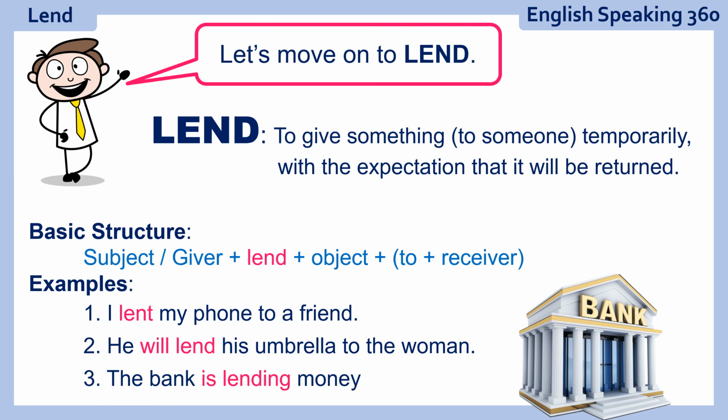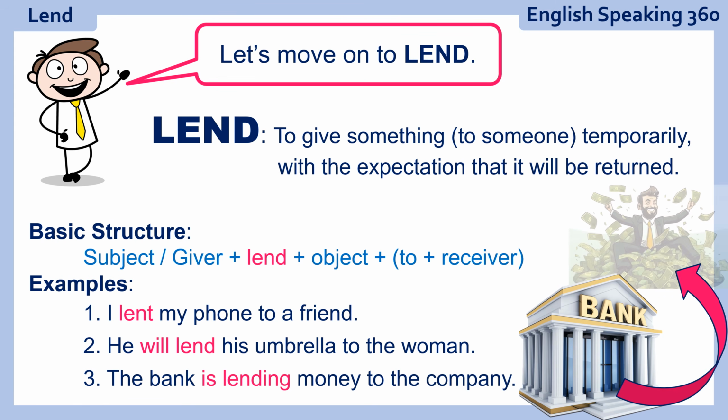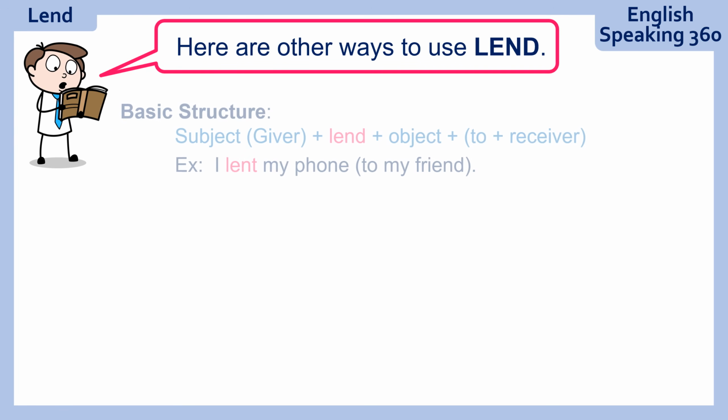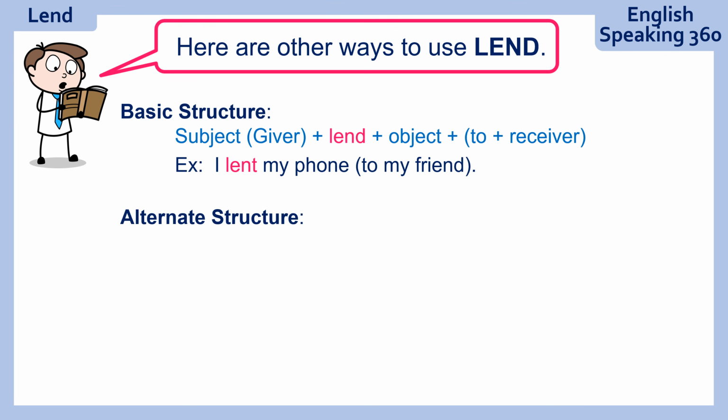Number 3, the bank is lending money. True. Or the bank is lending money to the company. So the company is the receiver of the money and the bank is the giver of the money. Here are some other ways to use lend. So we have just studied the basic structure. Here's another structure that you should know.